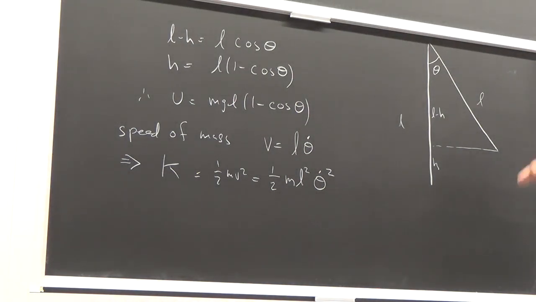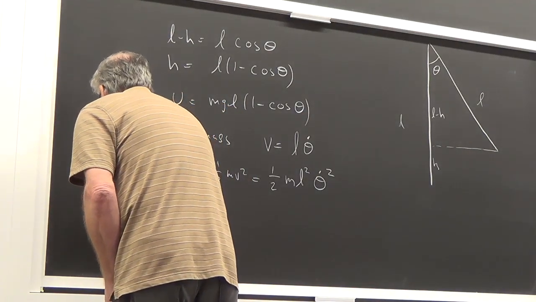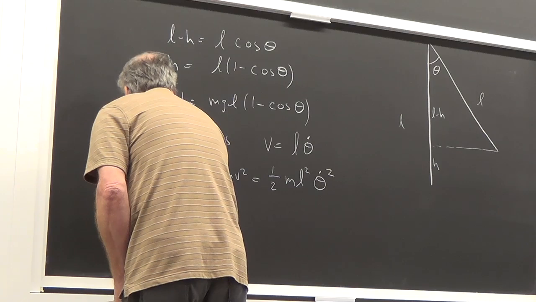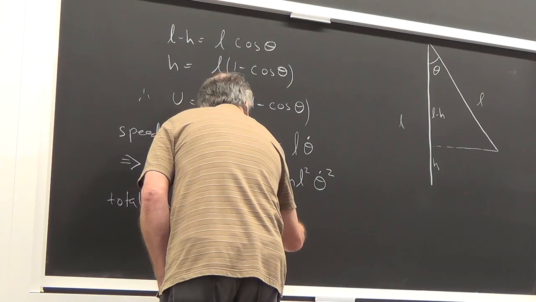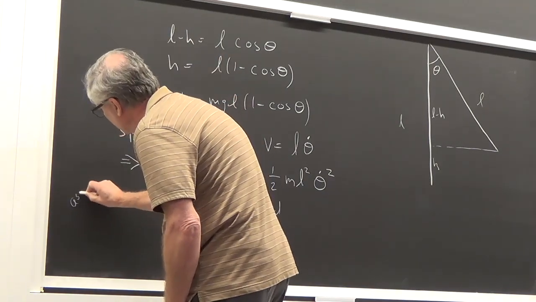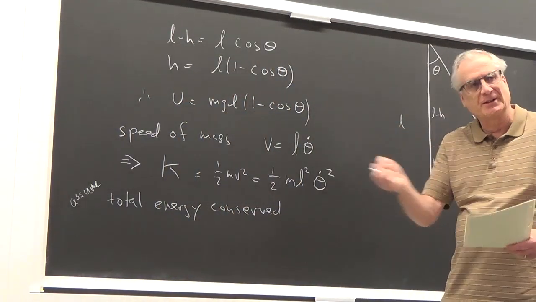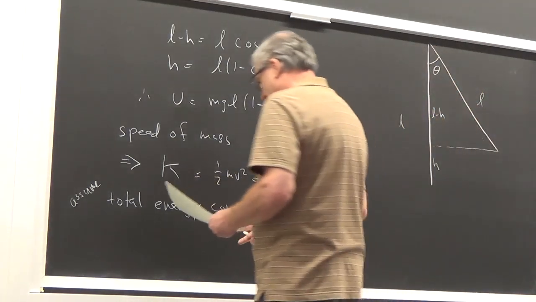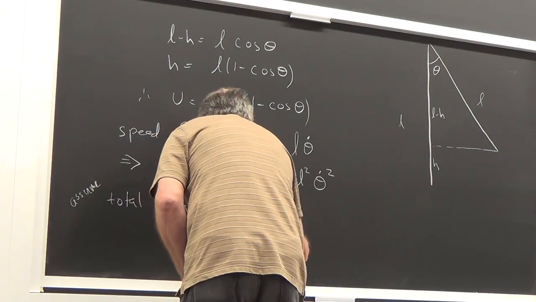Okay, so now I have potential energy, I have kinetic energy. I can add them and do whatever I think I have to do with that. But let's first get the total energy, because we suggest that's conserved. Total energy conserved. So it's an assumption, but we know it's approximately true. It approximately comes back to the same position as starting off. So E is equal to K plus U.